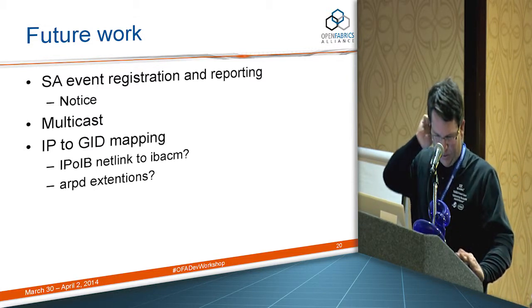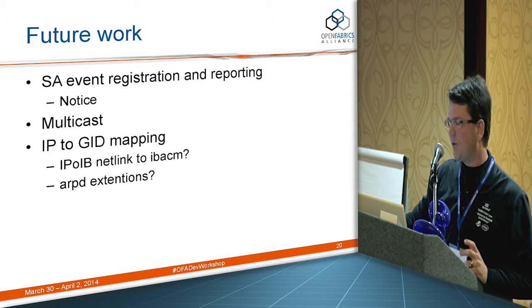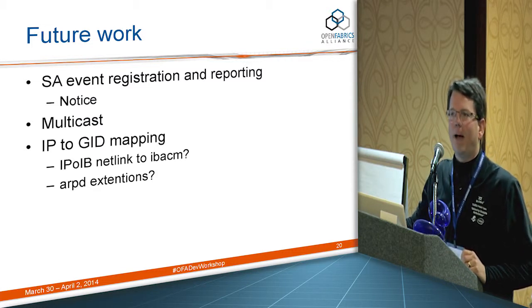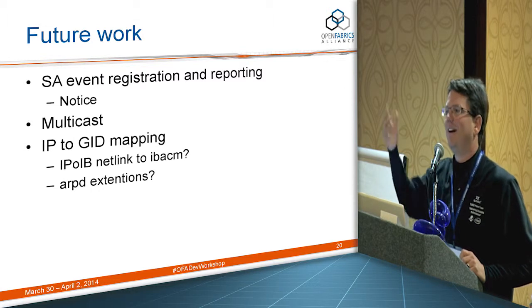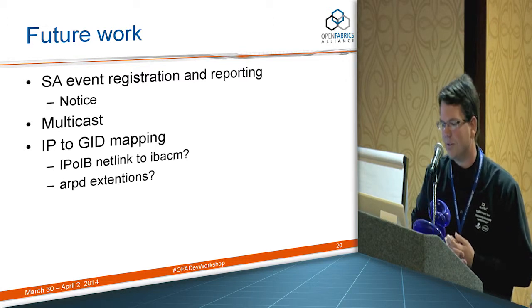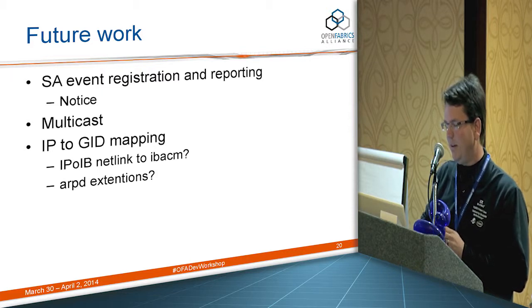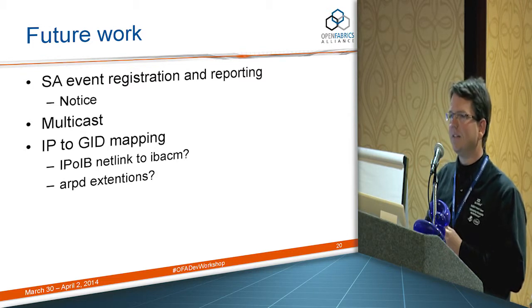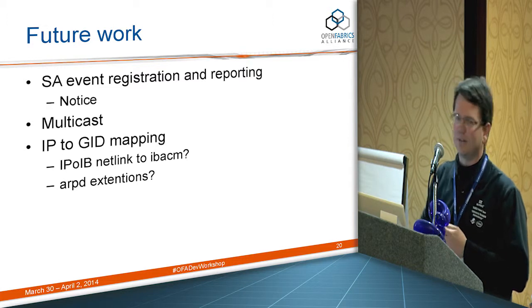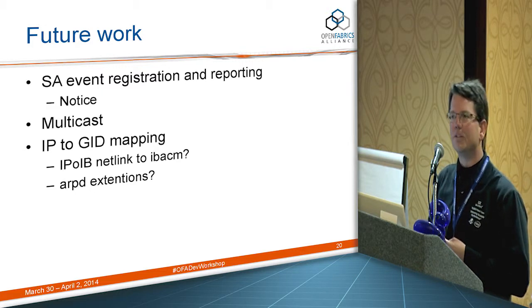So lots of things that we brainstormed about, looked at, researched, hacked on: notice registration. I go back and forth. Do we need this? Don't we need this? I've talked to Hal a little bit about it. Bob brings up some good points. What are users registering for? Multicast support, IP to GID mapping. Could IP over IB use netlink to IBACM? That was what I was thinking. And then Jason at the conference this week said there's a user space ARP daemon. So I don't know. We need to research that and figure out what the plan is and get input.